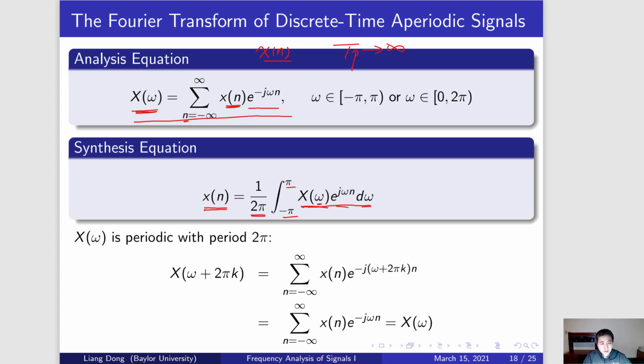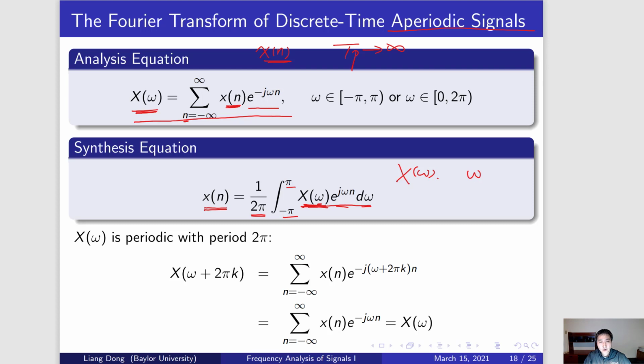Now, why do we have a continuous variable in the frequency domain? We change that to a continuous variable in the frequency domain where omega is a continuous frequency. The reason is that we are dealing with an aperiodic signal in the time domain. So x[n] is an aperiodic signal.